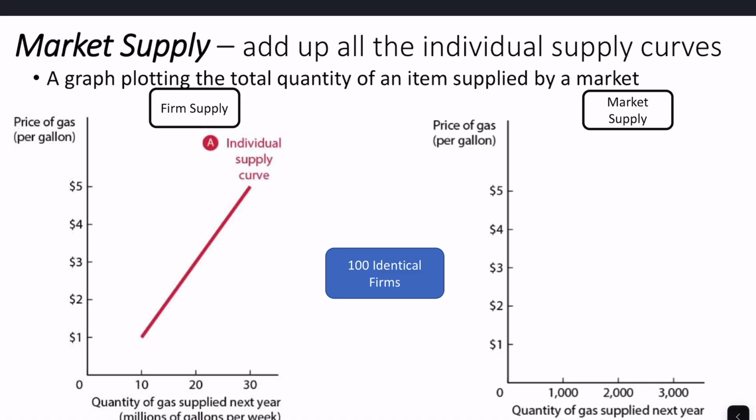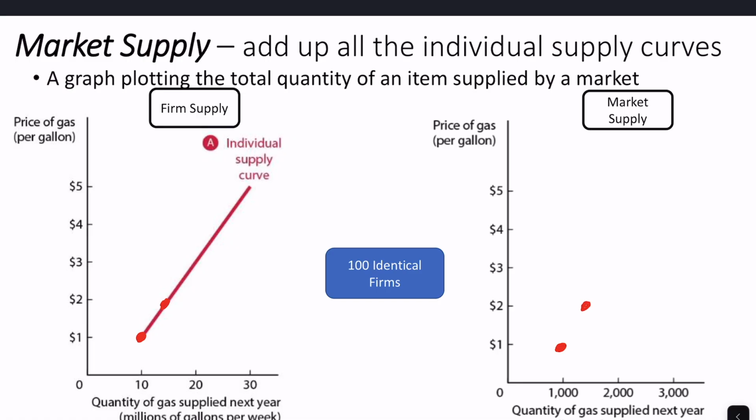For a price of $1, an individual firm will produce 10 million. Since we have 100 identical firms, we can take that at $1, 10 times 100, and we'll get 1,000 in the entire market. At $2, an individual firm will be doing 15, and multiplying by 100 gives 1,500.